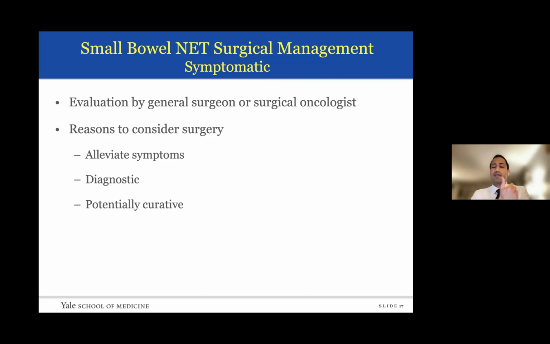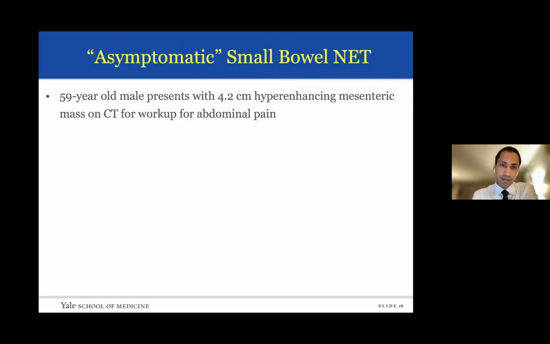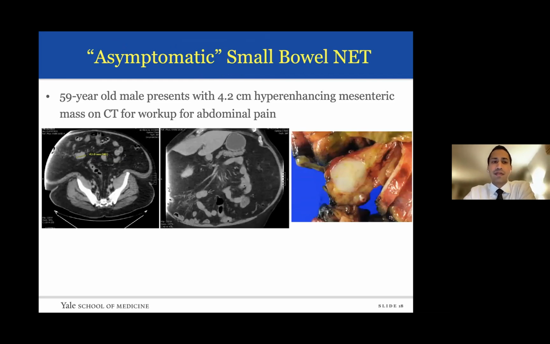And the reasons for this, of course, the obvious, it alleviates their symptoms. It can be diagnostic and be potentially curative. And a patient example here is an asymptomatic patient with an asymptomatic small bowel NET. This is a 59-year-old male who presented with a 4.2 centimeter hyperenhancing mesenteric mass on CT for abdominal pain, which resolved by the time we evaluated him.